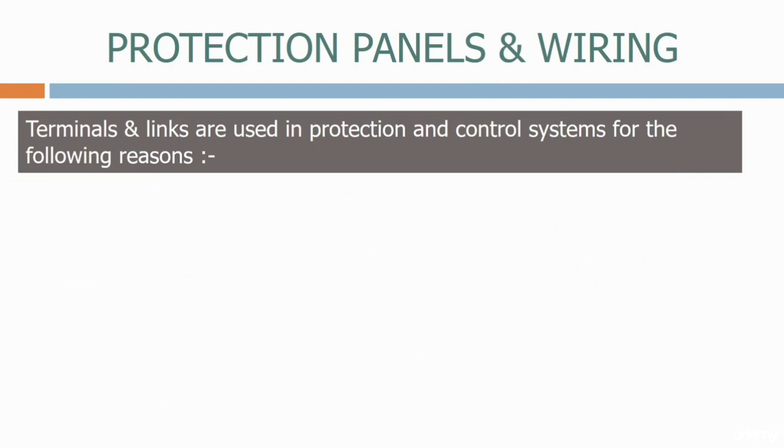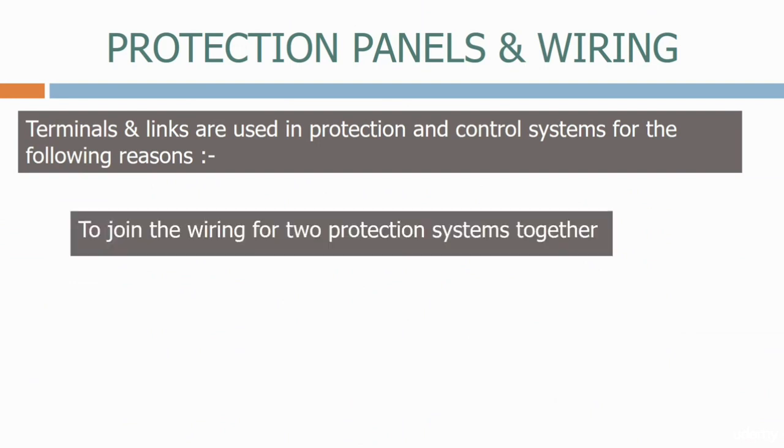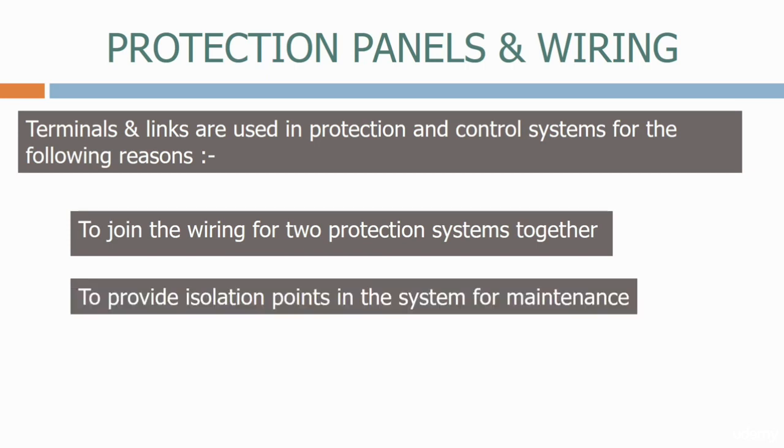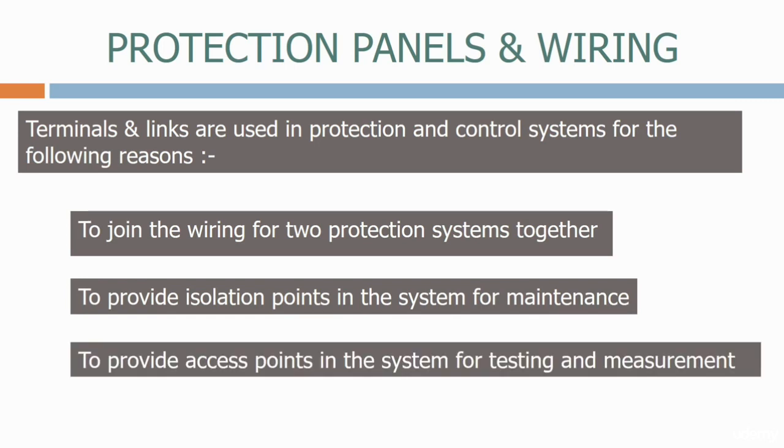Terminals and links are used in protection and control systems for the following reasons: to join the wiring for two protection systems together, to provide isolation points in the system for maintenance, to provide access points in the system for testing and measurement.